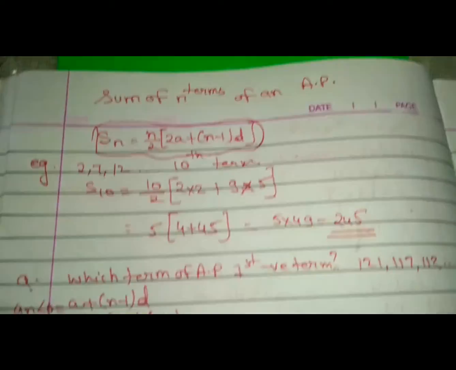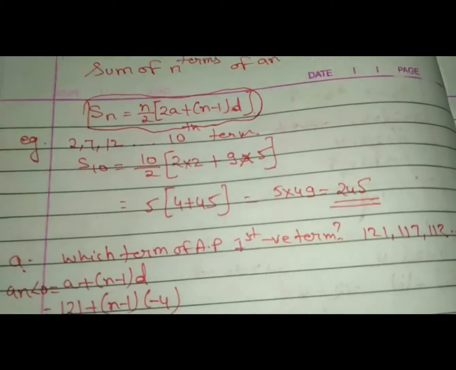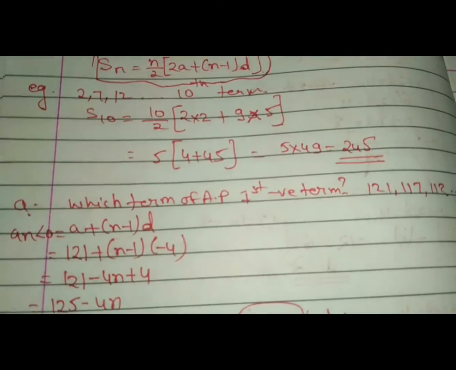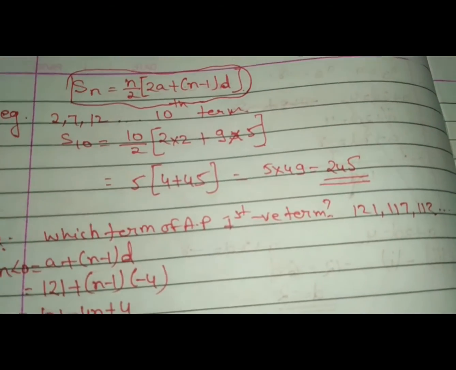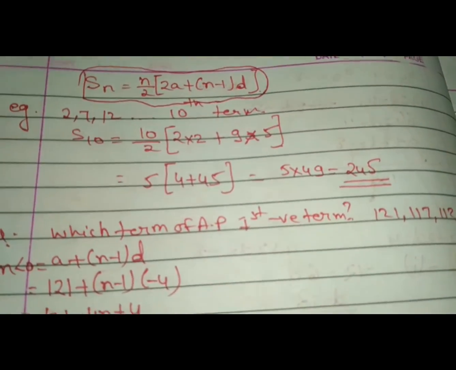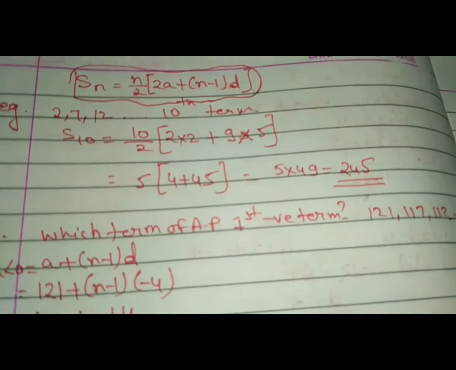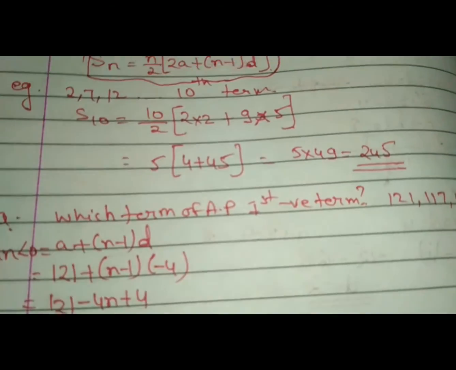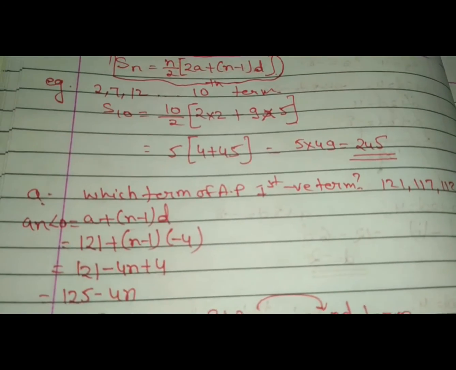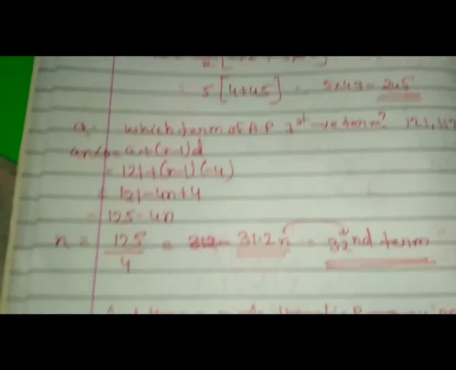And here we have taken an example, 2, 7, 12. We have to find the sum of the 10 terms. That is S10 is equal to 10 by 2, 2 into 2 plus n minus 1 into D. That n minus 1, that is 10 minus 1, that is 9 into 5, that is 45. 2 twos are 4, that is 4 plus 45, that is 49. And 10 by 2, that is 5. So 5 into 49 is equal to 245.